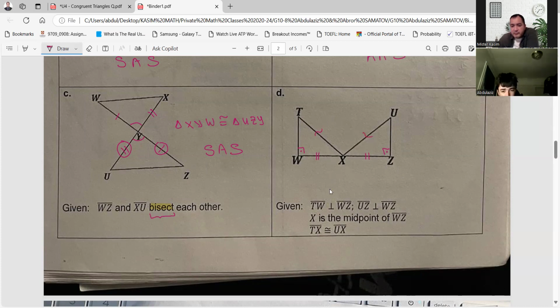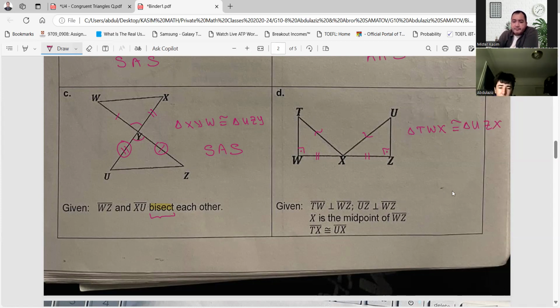They are congruent. From here, I can write triangle TWX is congruent to triangle UZX. Why?